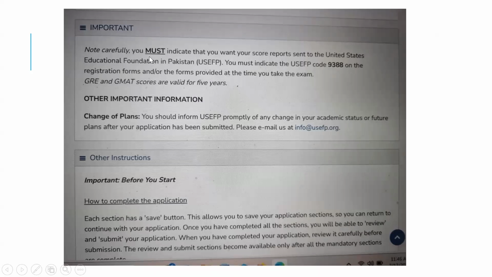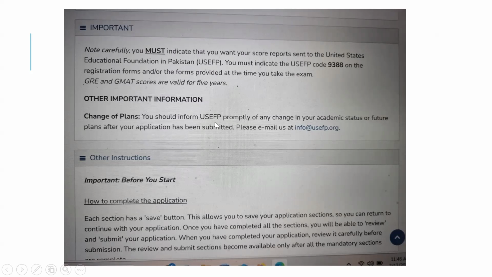Okay, so note carefully, you must indicate that you want your score report sent to United States Educational Foundation, Pakistan, USEFP. You must indicate the USEFP code 9388 on the registration forms and/or the forms provided at the time you take the exam. So now they're talking about the GMAT or GRE, whichever tests you have taken within the last 5 years. So they will be valid within the last 5 years. So when you're taking that exam, make sure that you send a score report to this USEFP code 9388.